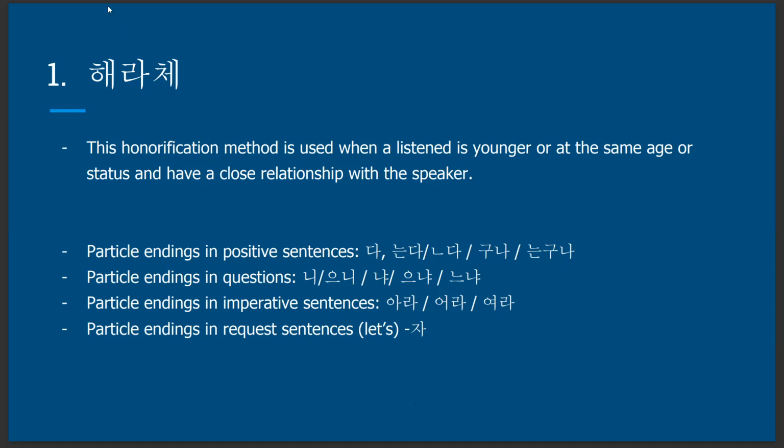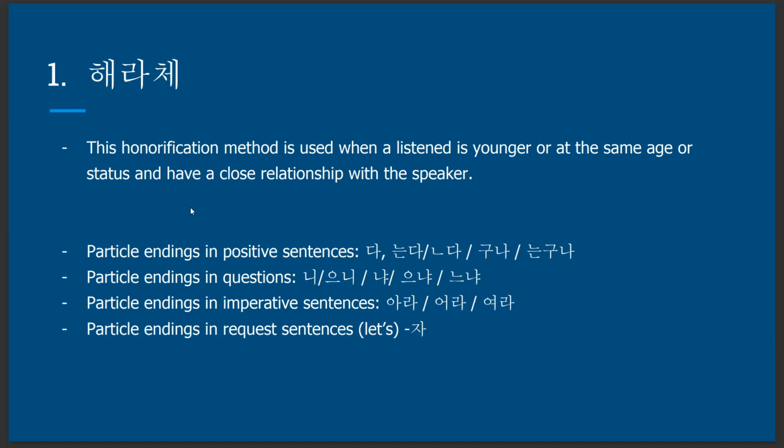So the first one is 해라체. This honorification method is used when a listener is younger or at the same age or status as you, or when you have a close relationship with the listener. So that is a more casual way of talking to people. When you are the same age as the person, at the same status level, or you just have a very close relationship with that person, you can use this form. That means you can end your sentence with these endings.